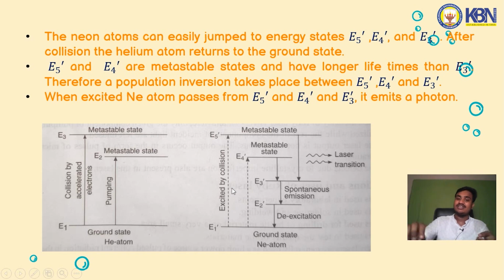That spontaneous emission photon will hit the atom that is present in the metastable state, and stimulated emission is possible. Now the atoms that are present in the E2' state will come to the ground state by emitting a photon. This transition is represented by the de-excitation state.